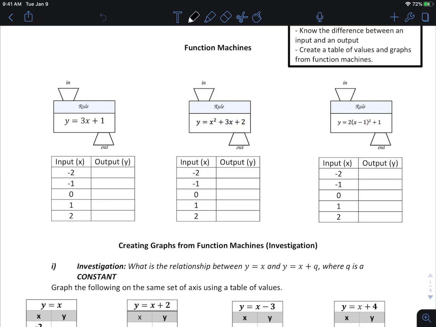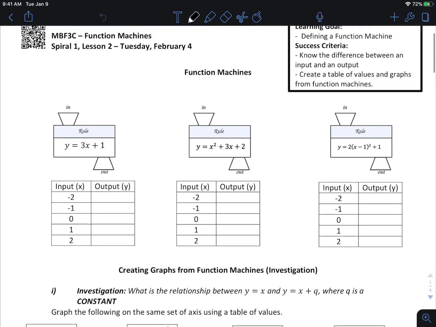Okay. So you've got these things that we'll call function machines. They're just mathematical models that we can input things into, and then it spits out outputs. I think maybe we talked about that a little bit yesterday.